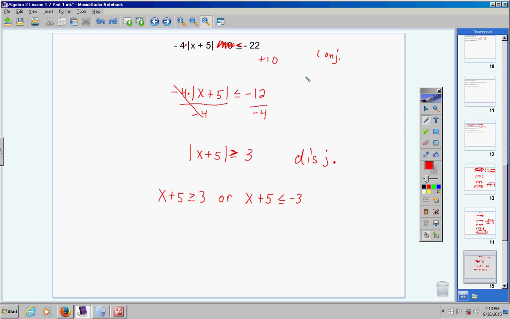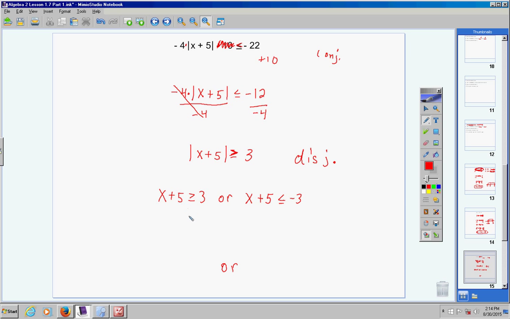Now we're going to do another one like this in a minute, but we're not done yet. Step 1, isolate the absolute value. We did that. Step 2, write it as a conjunction or disjunction. We did it. Now solve this. You learned earlier how to solve a disjunction. You solve each of these and then bring the word or down, okay?